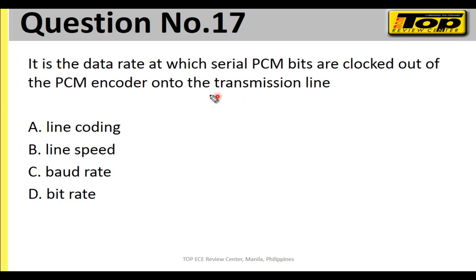Question number 17. It is the data rate at which the serial PCM bits are clocked out of the PCM encoder into the transmission line. Ano daw ang tawag natin dito? Simple lang yung definition niya, no? Pag inoorasan mo yung number of bits that is coming out of a PCM encoder, ang tawag natin sa parameter na yon ay line speed, letter B. So pakitandaan po, number 17, that is the very definition of line speed. Pagdating sa board exam, the definition may vary a little, but ganun pa rin yung kanya magiging sagot. So pakitandaan po yan, letter B, line speed.